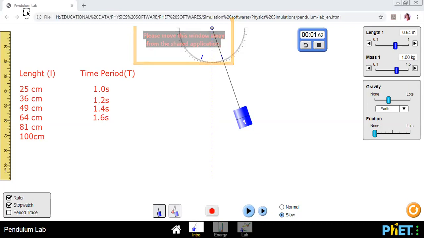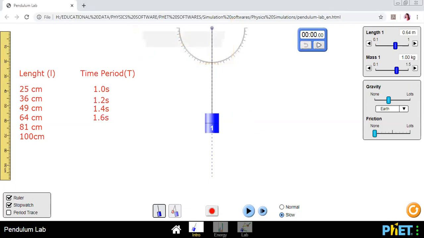Okay, now let's do it again, but this time what will be my length? My length will be 81 centimeters. So let me take the length as 81 centimeters. I start the timer. I keep it at the extreme position like this at 20 degrees, and then I start it. Now the timer has started.